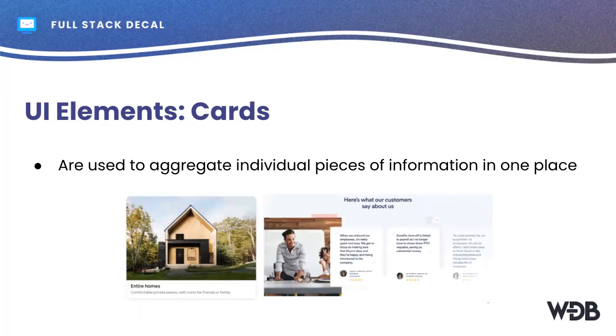And next we have cards, which are used to aggregate individual pieces of information in one place. As you can see on the left-hand side, we have a card from Airbnb. So it has a house, the name of the house, and then some additional text. Right-hand side, we have some cards of testimonials. We have the testimonial, some information about the person saying it, and then a rating. Just in general, cards display different information for the same kind of information. Like in the testimonial one, we have different testimonials on each card, but they're different cards.